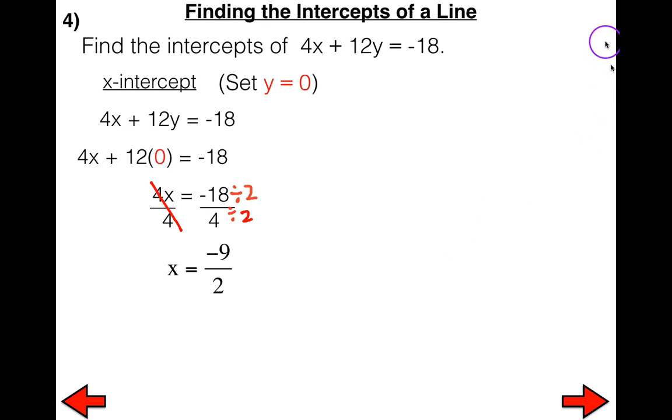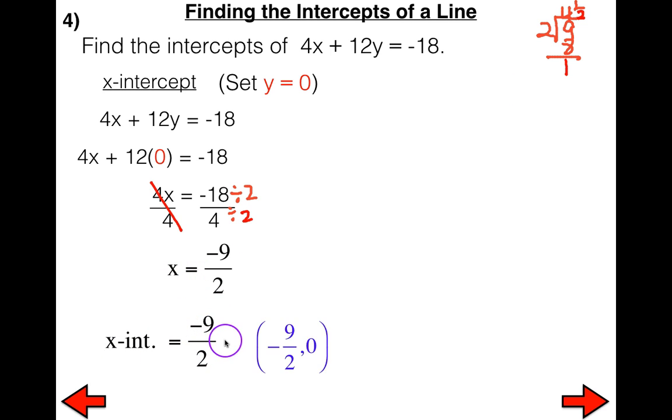Divide it out. So real quick, I'll show some side work. 9 divided by 2, that goes in 4 times with 1 left over, so it's basically 4.5. Okay, so if my x-intercept is at negative 4.5, my ordered pair would be negative 4.5, comma 0. So I can still graph that.